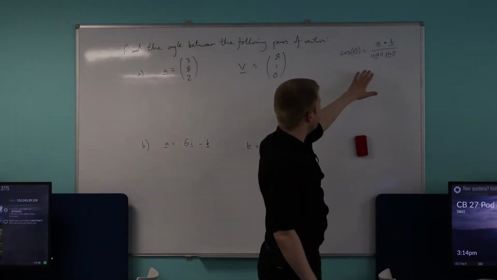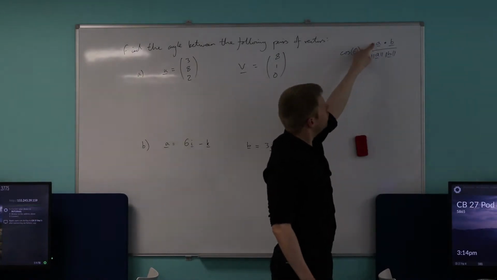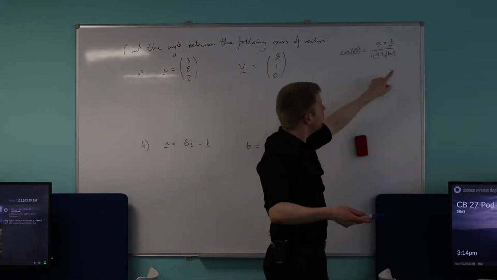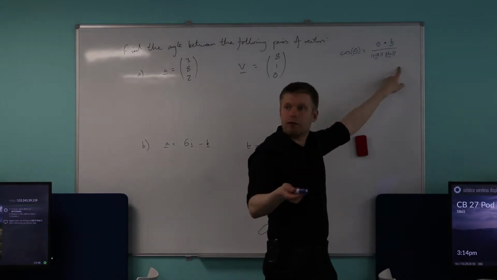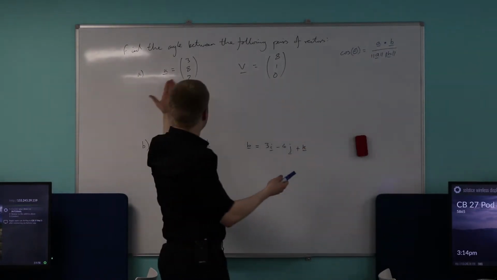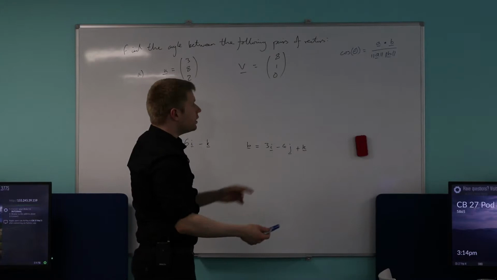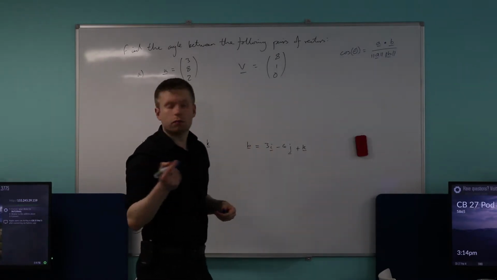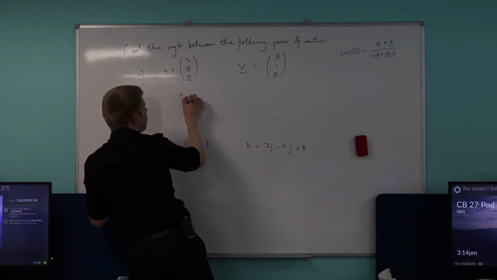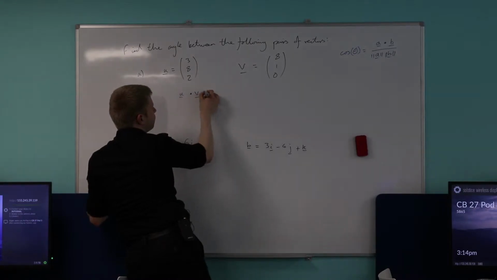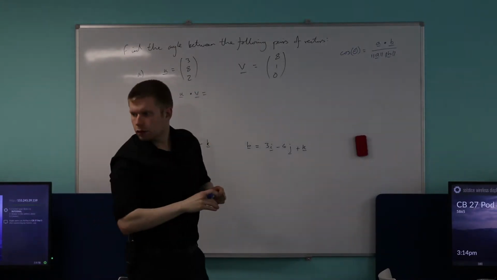So we've got three things we need to find. We've got the dot product of a and b, and we've got the length of a and the length of b that we need to find. So in this case, my vectors are u and v. So I need, first of all, the dot product of them. Okay, so what would the dot product of u and v be? How would I calculate it?